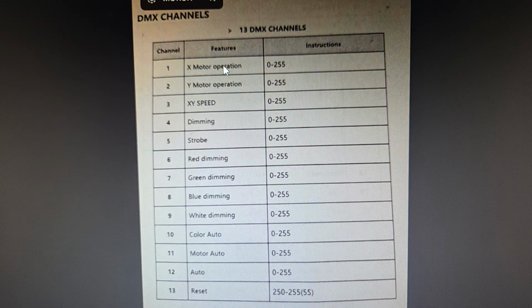It tells you that the motor operation is in channel 1. The other motor operation is in 2. Moving lights have pan and tilt, always X and Y. We'll get into that later. Channel 3 is the speed. Channel 4 would be the master dimmer. The strobe will work here in channel 5. And then 6, red, 7, green, 8, blue, and so forth. This is how we know the personality of the light and how to lay it out in our board.